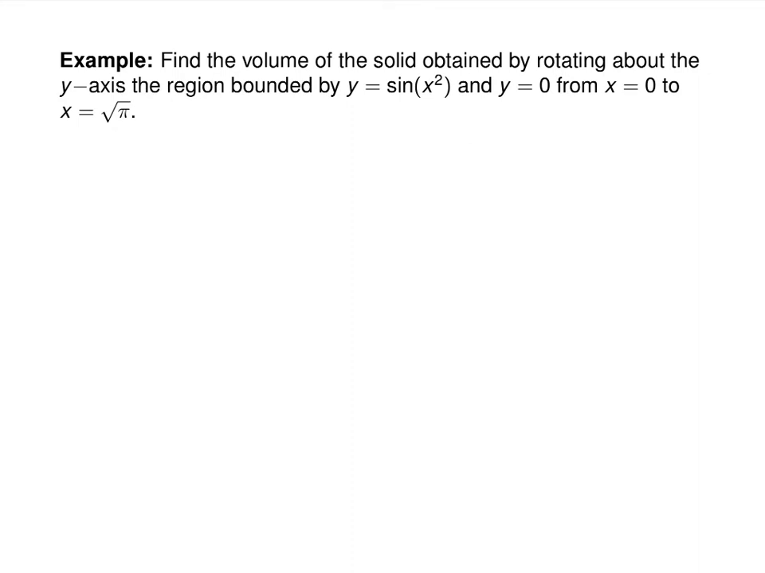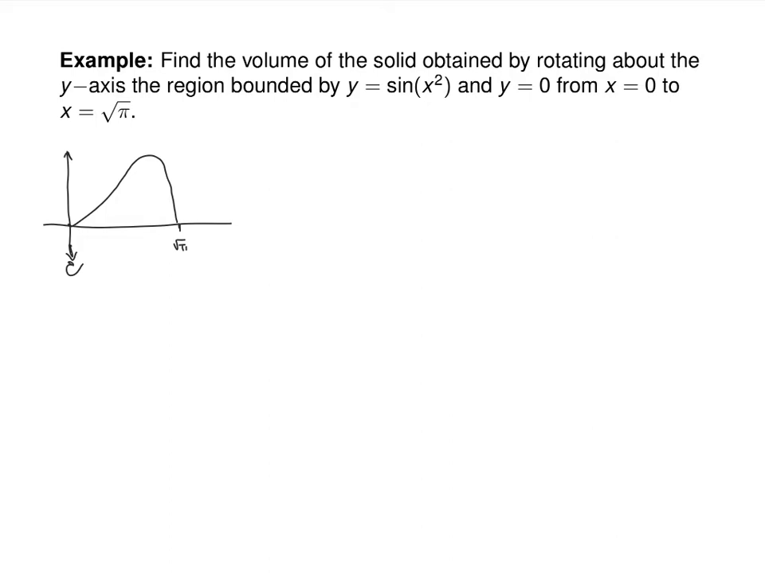So find the volume of the solid obtained by rotating about the y-axis the region bounded by y equals sine of x squared and y equals 0, between 0 and root pi. So for this one I would probably have given you a picture, but here's what it looks like. Root pi's there, and the curve does something like this-ish. So you want to take that and you want to spin it about the y-axis.